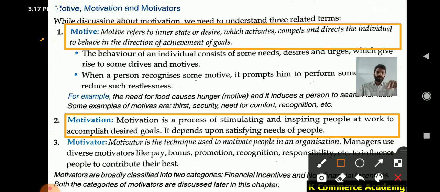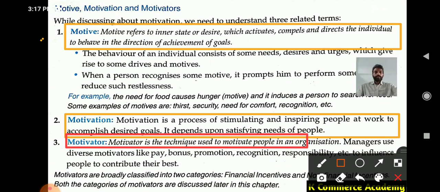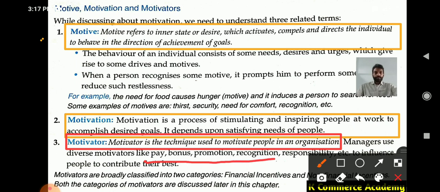If we want to motivate any person, we have to give him certain incentive, and that incentive is known as motivator. Just see what is given here. Motivator is the technique used to motivate people in the organization. And the common examples of motivator are given to you here, that is pay, bonus, promotion, recognition are some of the examples that can be used as motivator. If you give a person an opportunity to earn high salary, that you will be provided high salary if you will work willingly, that is known as motivator.